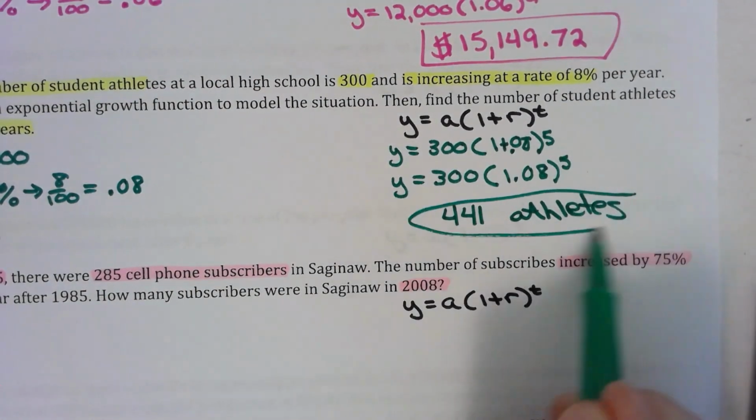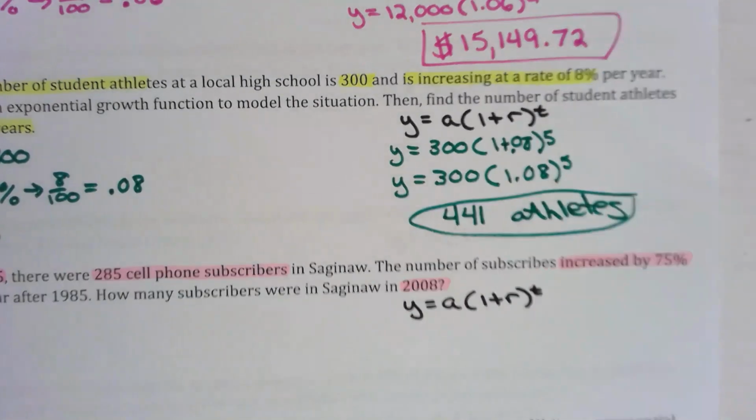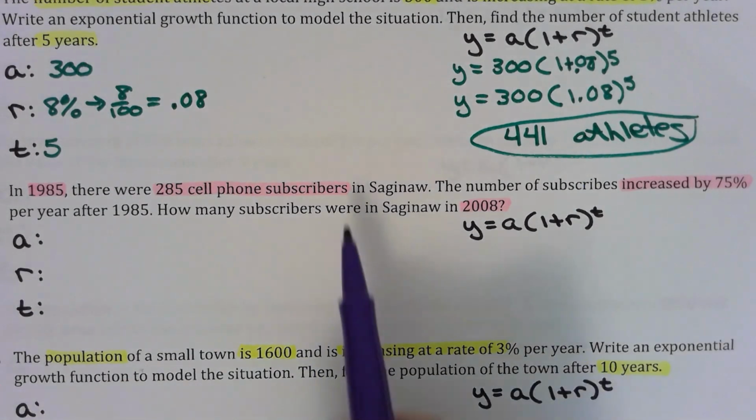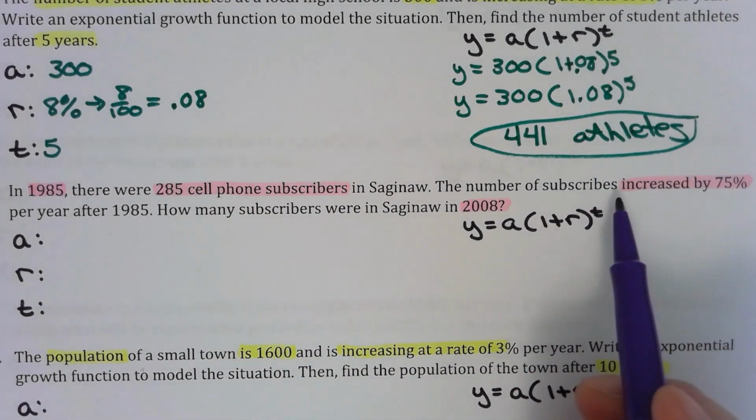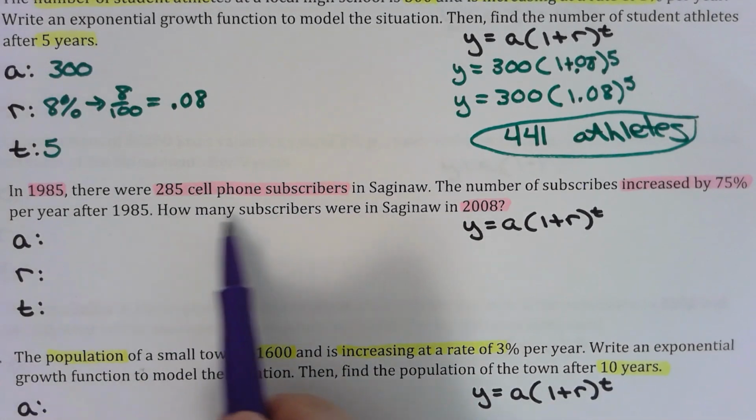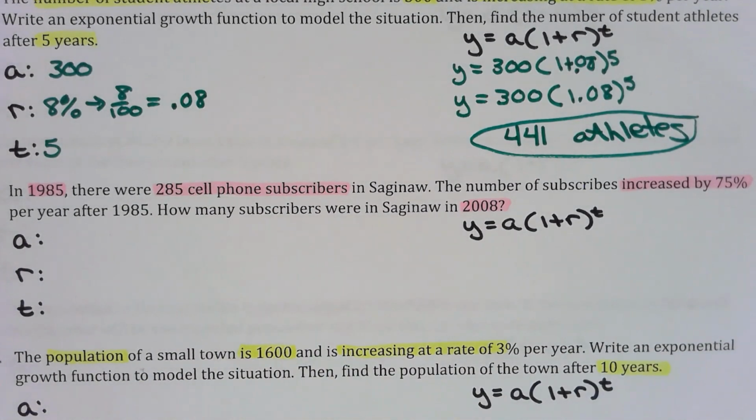When you enter your answers on Canvas, you do not need to worry about labels. Number 4. In 1985, there were 285 cell phone subscribers in Saginaw. The number of subscribers increased by 75% after the year 1985. So how many subscribers were in Saginaw in 2008?